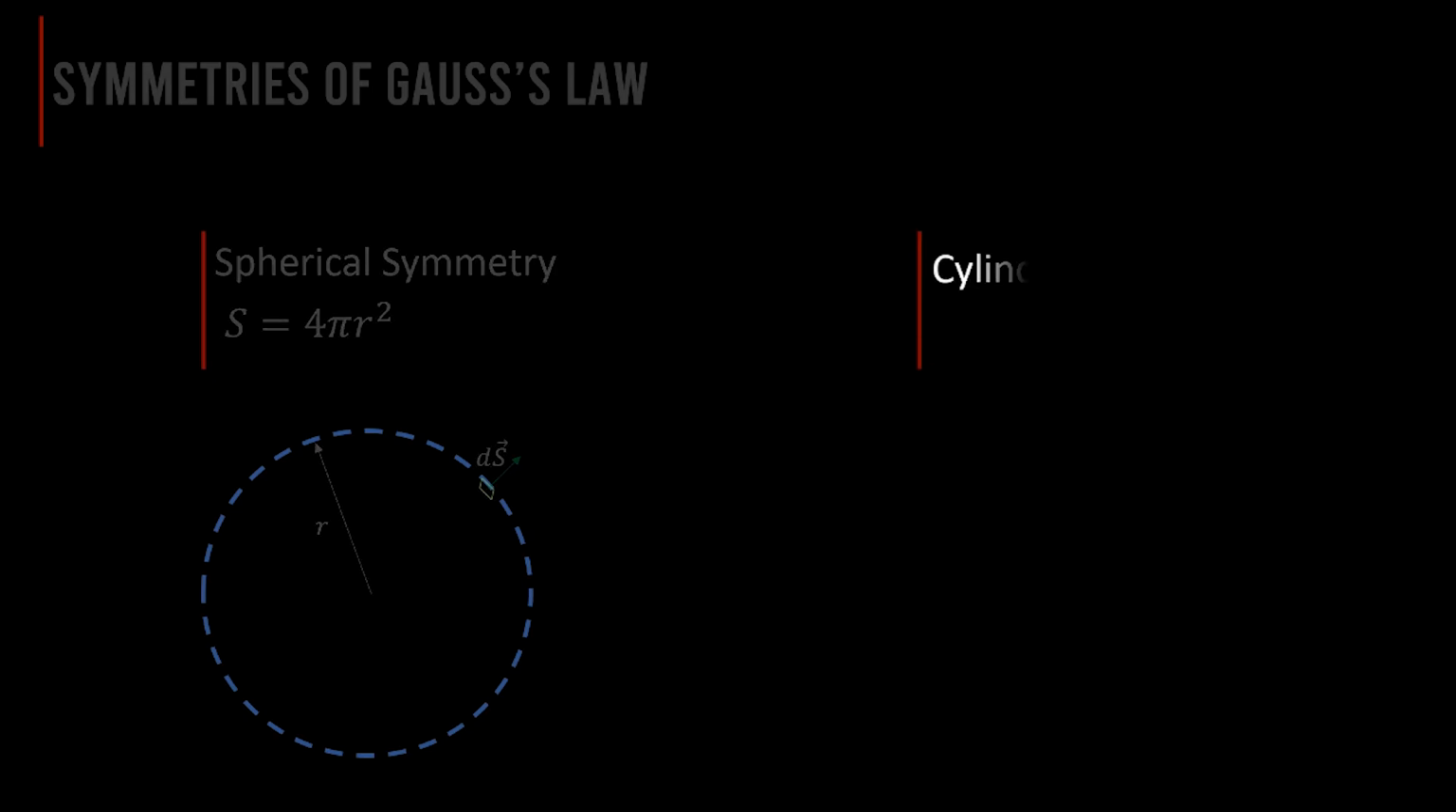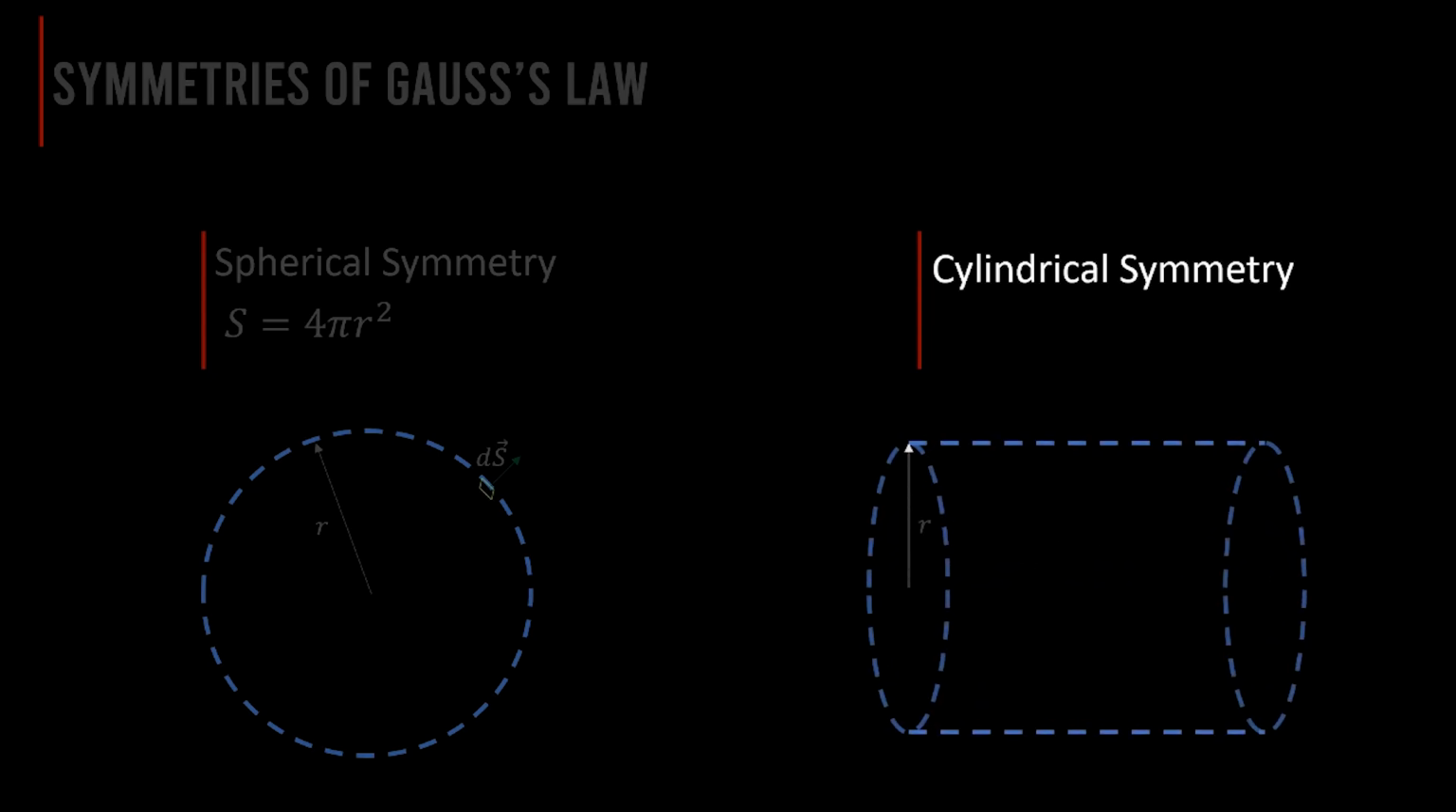We can also look at cylindrical symmetry. And when we're looking at cylindrical symmetry, we have a cylinder that has some radius of r. It also has a length of lowercase l. And we can look at the surface elements that are around the curved portions of the cylinder. And these tiny little ds's, when added together, are going to give us a total surface area of the outside of the cylinder, which is going to be 2 pi r times l.